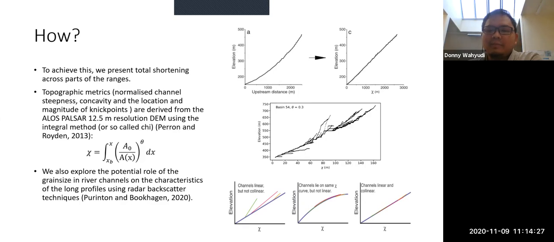So, in a nutshell, what does chi do to a river profile? It changes the river profile, which normally looks like this, into this. So it changes the dimension of distance into chi, and the slope or the gradient of this chi plot is the channel steepness function.